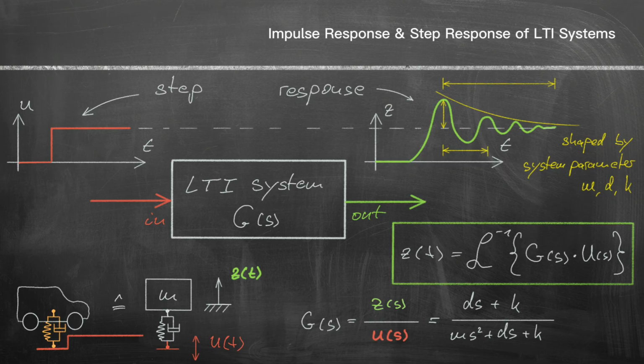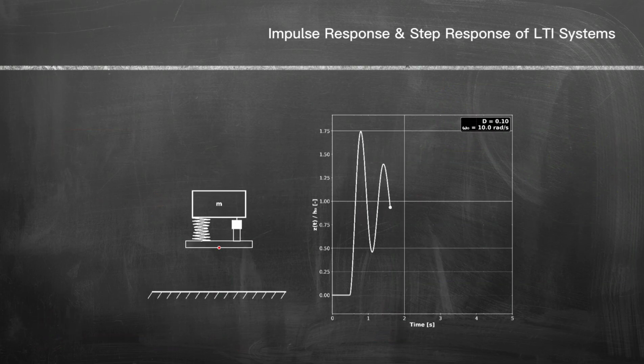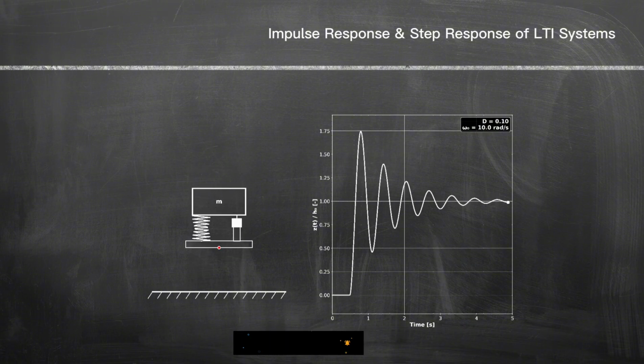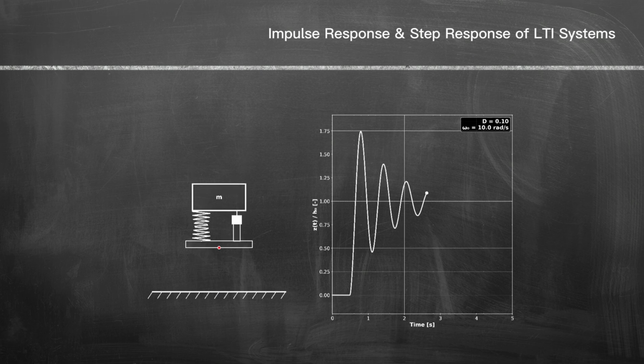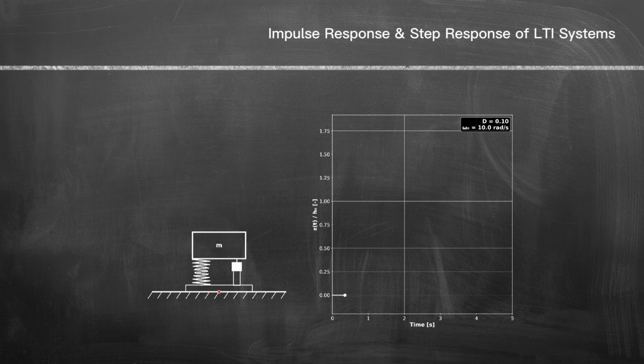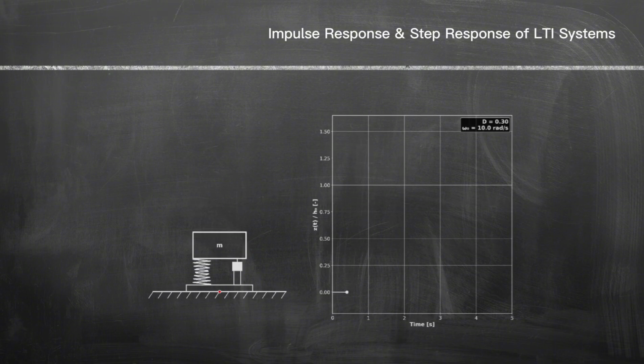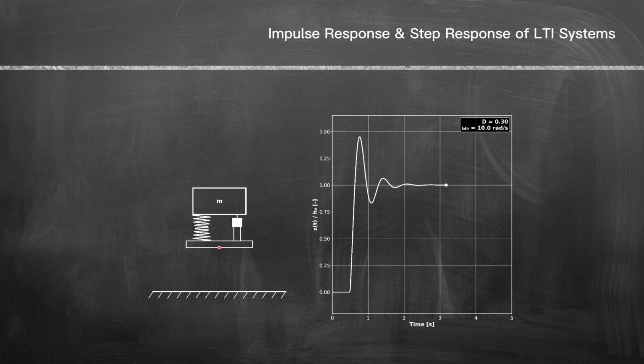The system response in the time domain is simply the inverse Laplace transformation of the product of transfer function and input signal. If we plot this response over time for a step excitation, we observe the following behavior. For a damping ratio of D = 0.1, the system oscillates for several seconds and overshoots significantly beyond the step height. If we increase the damping ratio to D = 0.3, the overshoot becomes much smaller and the system returns to equilibrium much earlier.